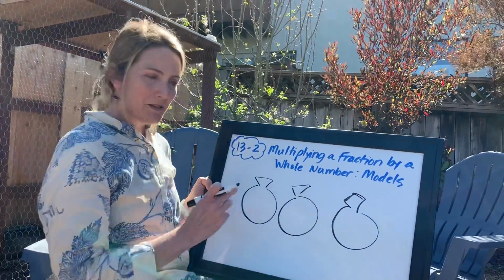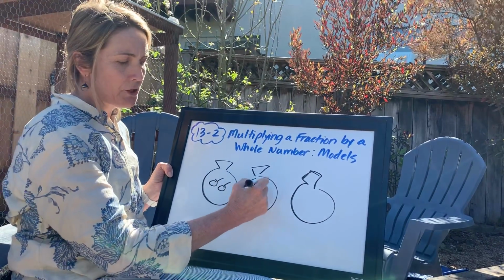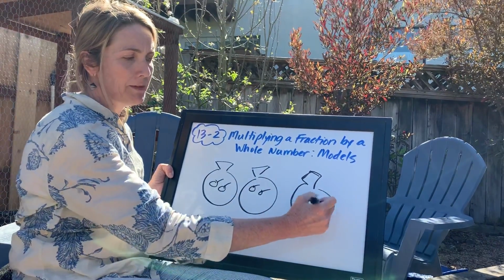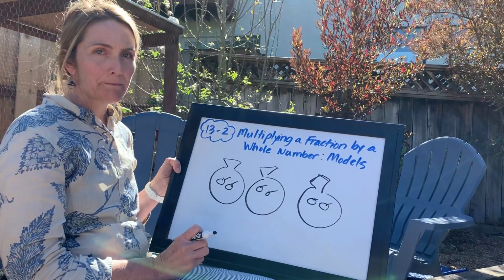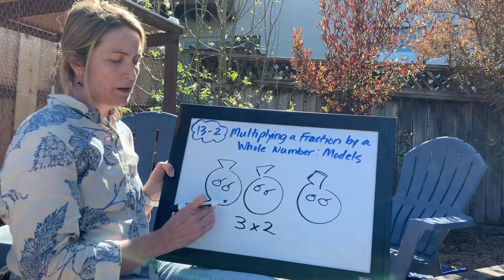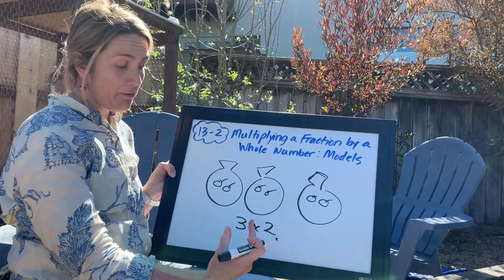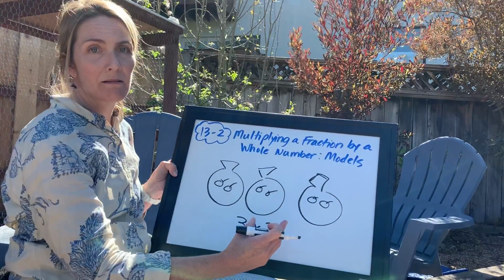Okay. So we have 3 bags. Let's say today that we put 2 apples in each bag. They look like cherries, but they really are apples. So what multiplication problem would you use here? That's right. 3 times 2. So that's what we're doing today. We're going to take a whole number and multiply it by whatever fraction we see in front of us.